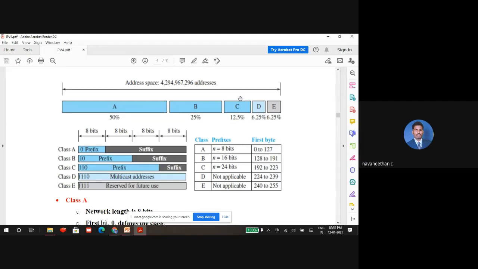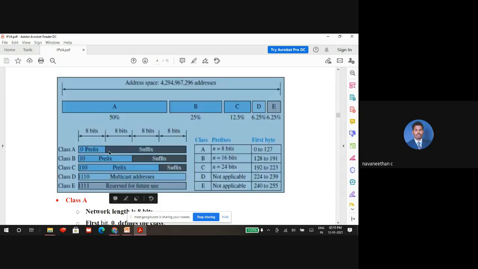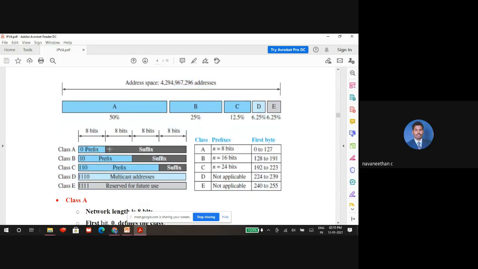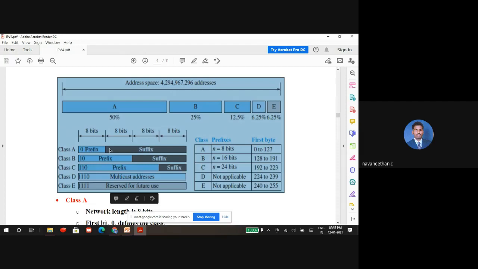You might have studied this. If the first bit in the first byte is 0, then it is a Class A address. If the second bit in the first byte is 0, then it is Class B. Third bit, Class C; fourth bit, Class D. If all are one, then it is Class E. Similarly, the first byte holds the net ID for Class A, and the remaining 3 bytes represent the host ID.